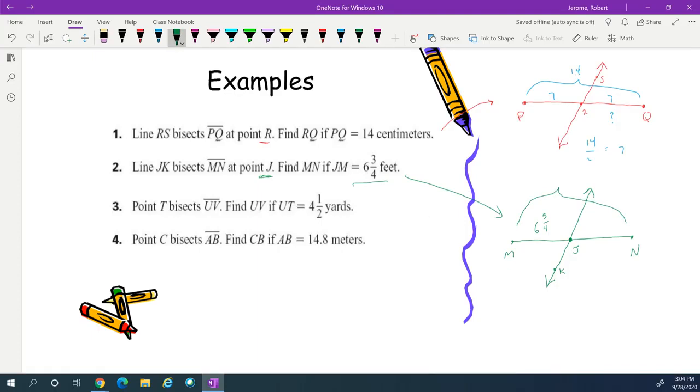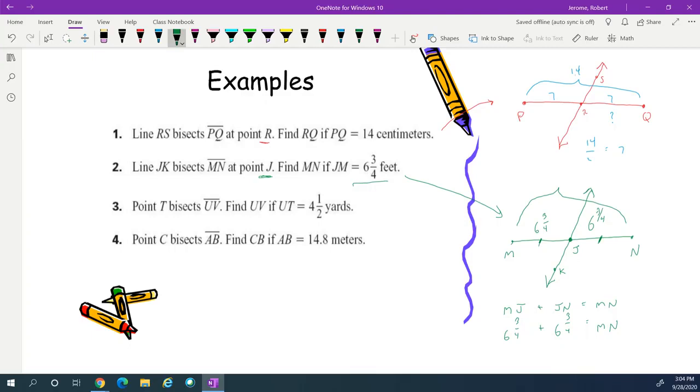Well, MJ plus JN would equal MN. And remember, what does bisect mean? It means the two little pieces are congruent. So that means they're both 6 3/4. So I have 6 3/4 plus another 6 3/4, and that equals MN.